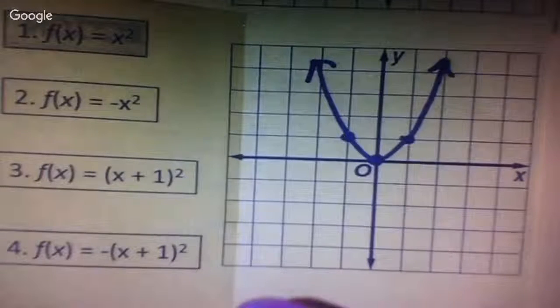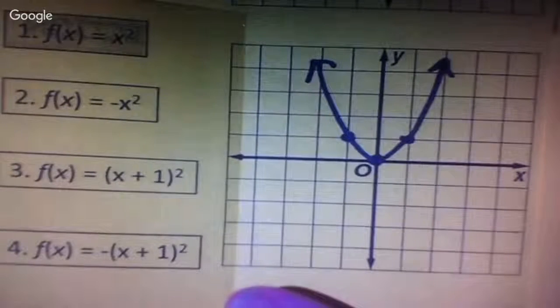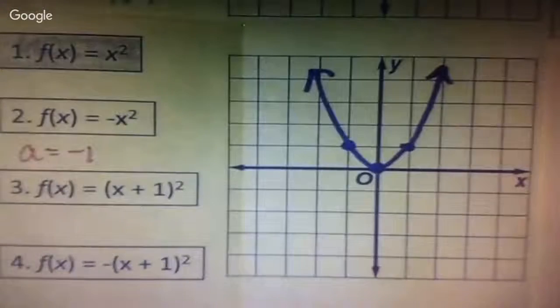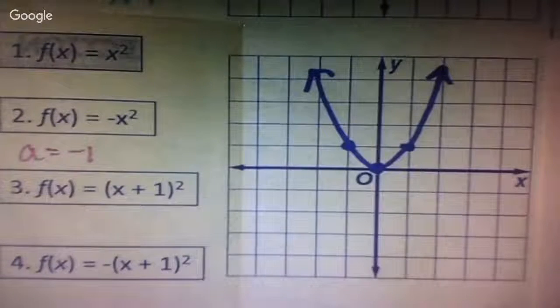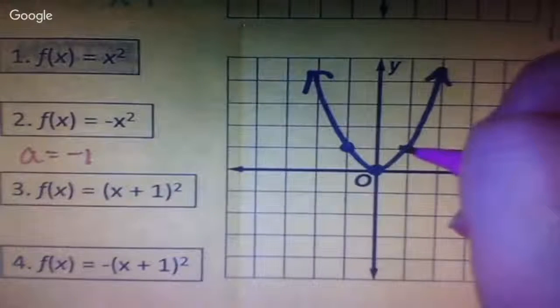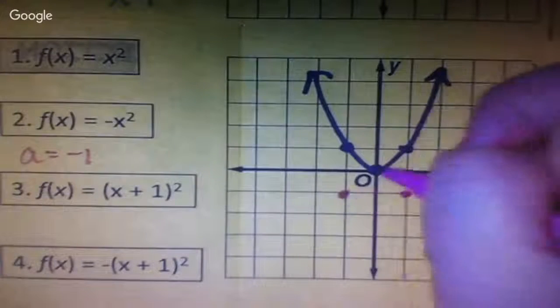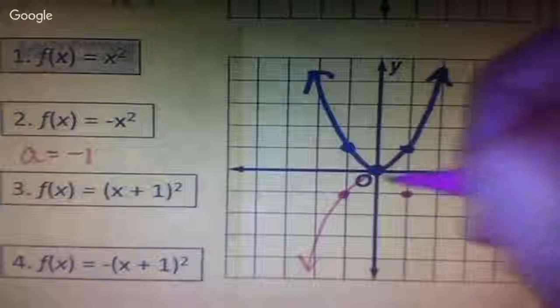Okay, so number 2, all I did was make my x squared a negative. So now my a value is -1. So instead of happy, we're now getting sad. These points that are up here have now reflected over my x-axis and gone down here.